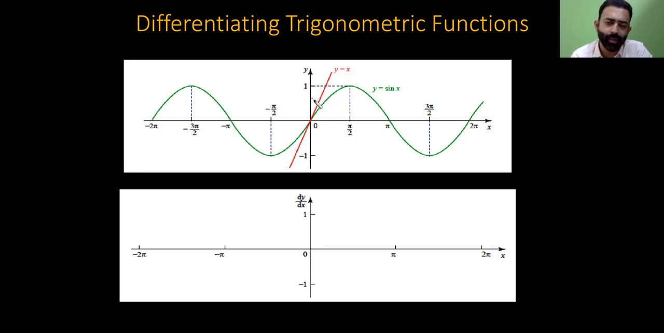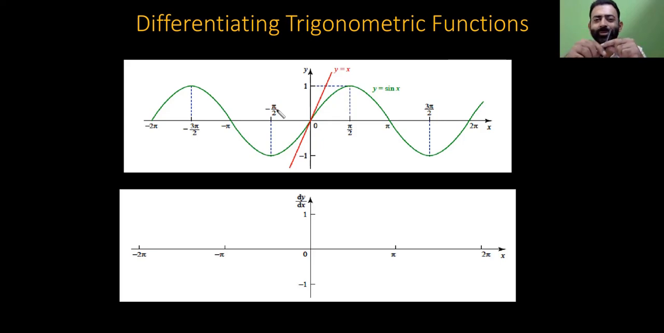Let us see. As you know, the derivative of any function gives you the gradient of the tangent at any point. For example, if you're given the function x squared, its derivative is 2x. What this 2x says is that if you take any point on the graph y equals x squared and draw the tangent at that point, the gradient of that tangent, meaning tan theta of the angle that the tangent makes with the x-axis, is the derivative.